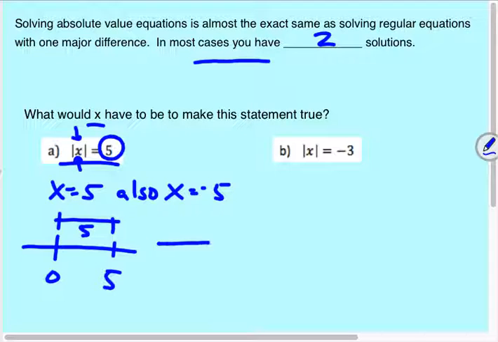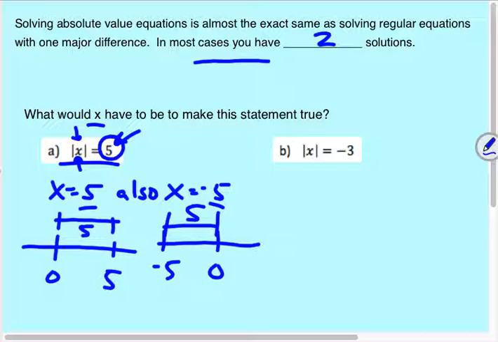Here's 0, here's negative 5. What's the distance between the two of them? 5. So when we take the absolute value of 5 and negative 5, we're going to get positive 5. So in essence, you end up with two answers, a positive answer and a negative answer.